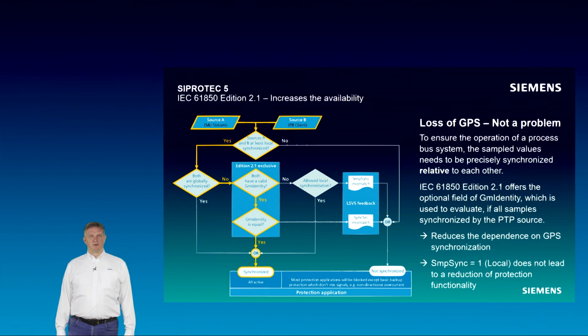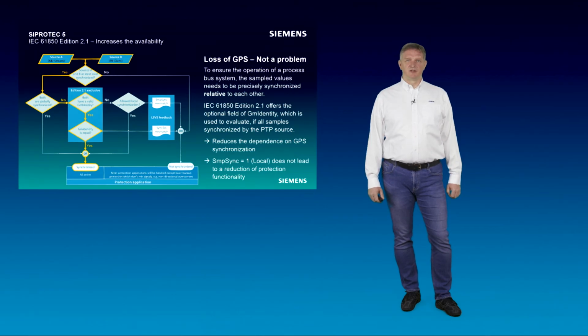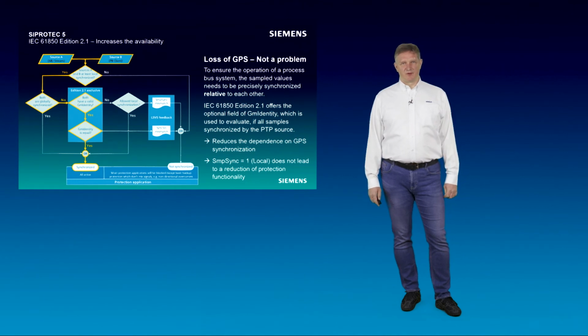With the knowledge of the synchronization source, a loss of GPS can be mitigated, because samples do not need to be globally synchronized. It is sufficient that the streams are relative to each other synchronized. The protection device takes this into account and evaluates the synchronization source and keeps the system operational without limitation if all streams are synchronized by the same source.